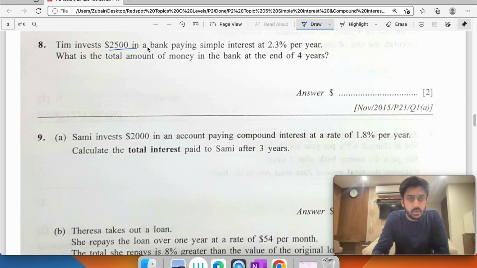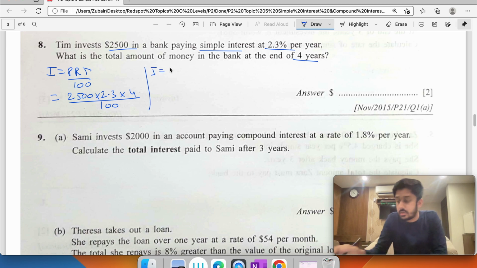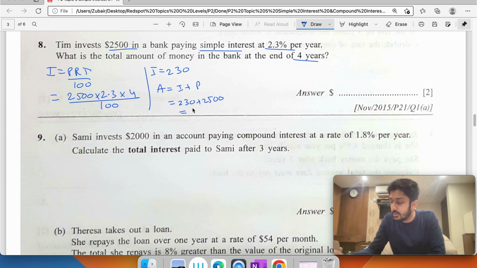Tim invests 2500 in a bank paying simple interest 2.3% per year for 4 years. And what is the total money? So I equals PRT over 100. Principal amount 2500, rate is 2.3%, time is 4 years, over 100. Make use of calculator. 2500 times 2.3 times 4 divided by 100. Interest is 230. So amount would be interest plus principal, 2500 plus 230, it is 2730.